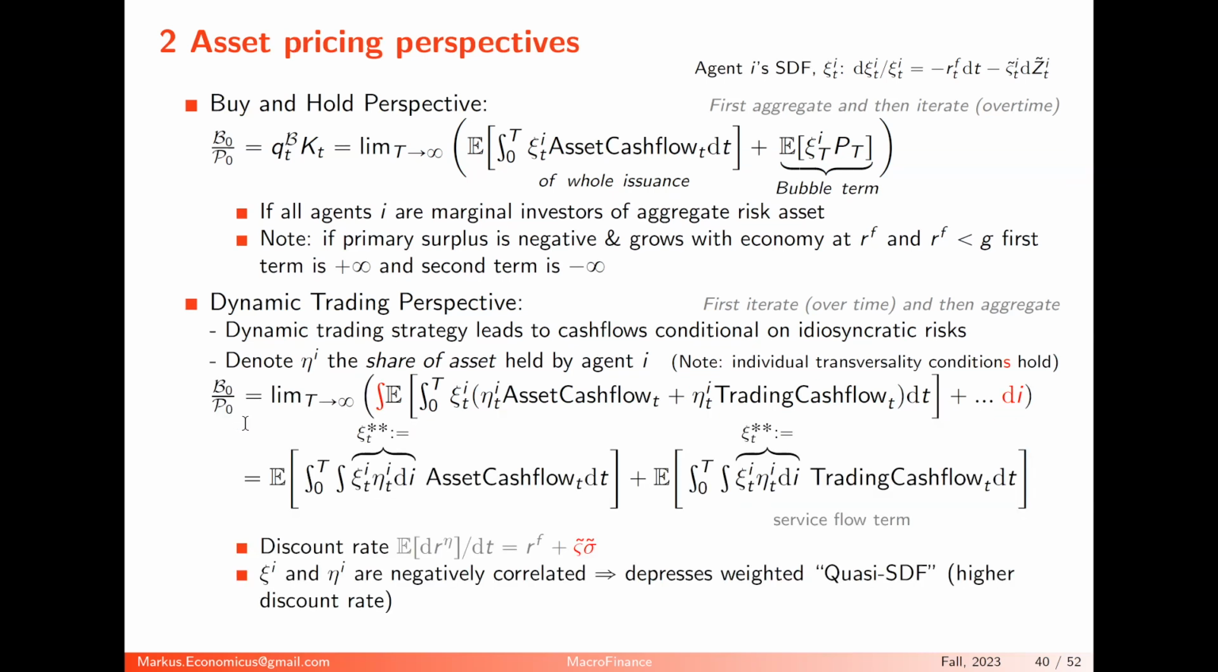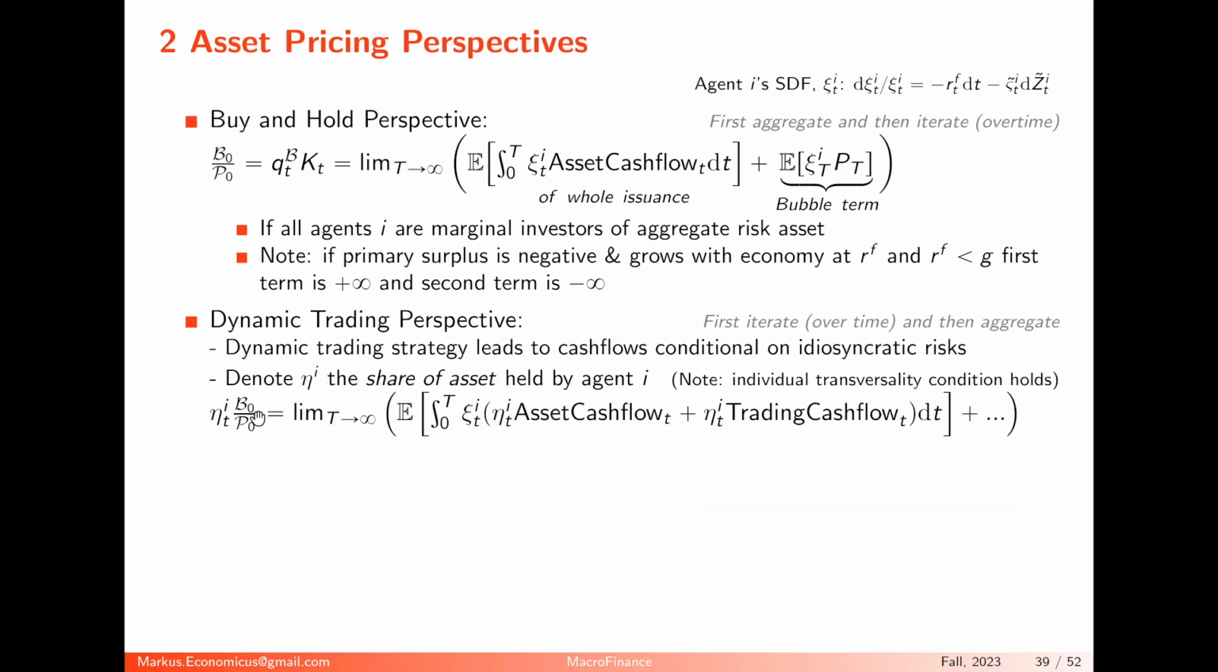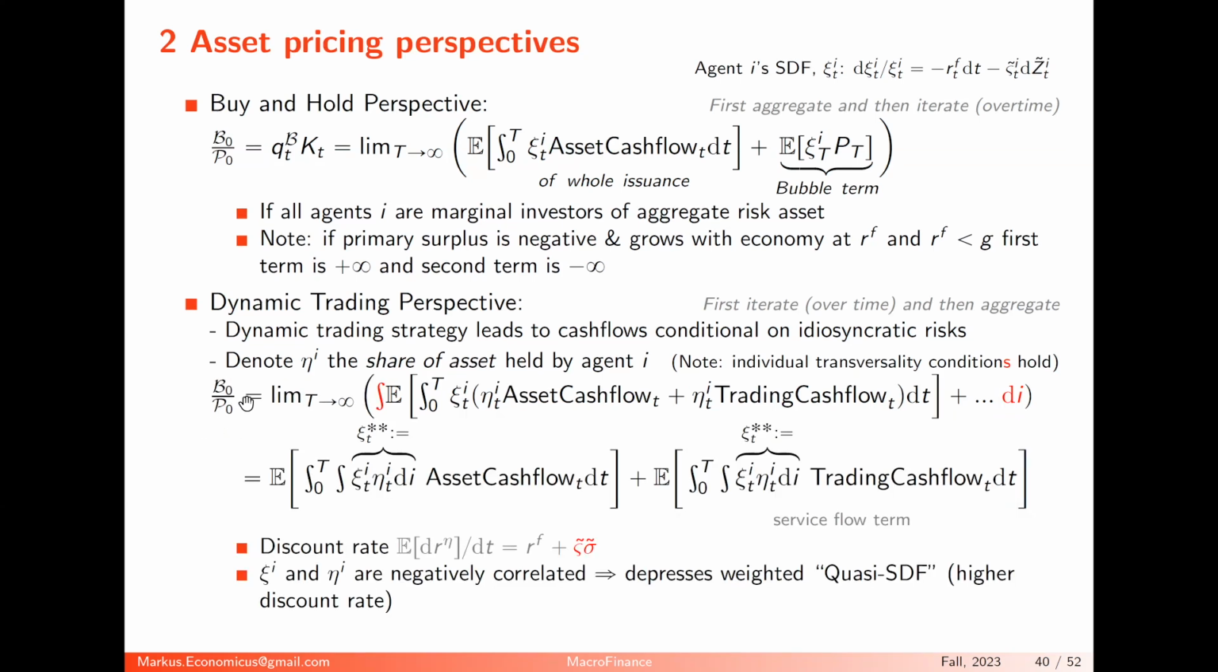So if I integrate this, just look at this line, integrate over all the types, then I get the bond holding, the value of all the bonds you hold. I integrate over all, then it's just the real value of the government bonds. And then you get this expression here. And now I do a trick.